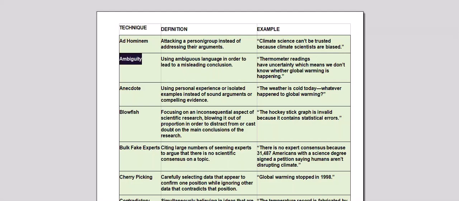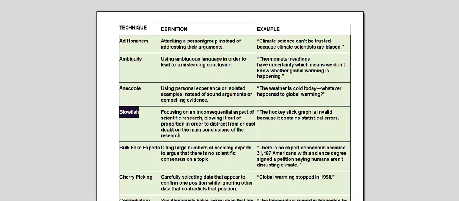Ambiguity: using ambiguous language in order to lead to a misleading conclusion. Thermometer readings have uncertainty, which means we don't know whether global warming is happening. Anecdote: using personal experience or isolated examples instead of sound arguments or compelling evidence. The weather is cold today. Whatever happened to global warming?